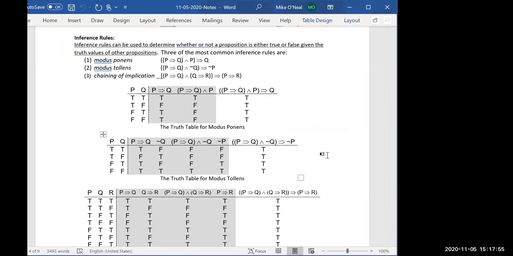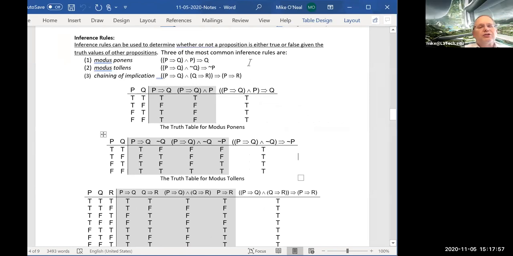So we talked through all of that. Let me look at modus tollens. Good, okay. Modus tollens.